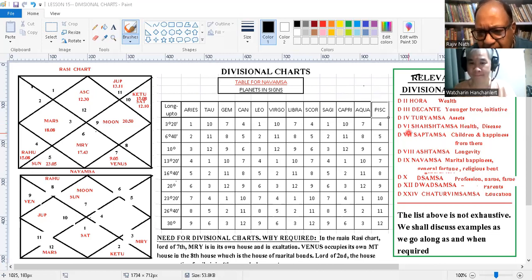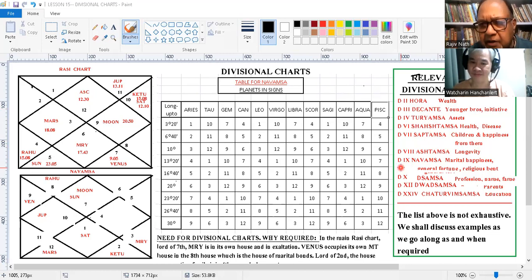D6, we are skipping D5. D6 is health and disease. In Hindi, we call them D2 is Hora, D3 is Decan, D4 is Turyamsa, D6 is Shashtamsa, which is for health and disease. D7 is Saptamsa, children and happiness from them. Okay, D7. D8, Ashtamsa, longevity.